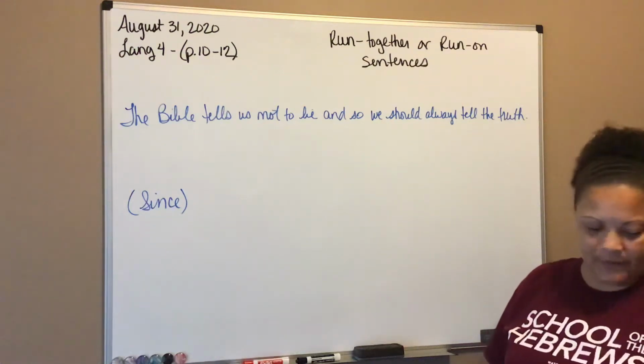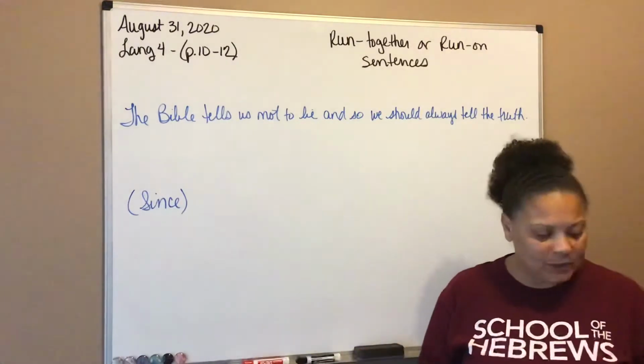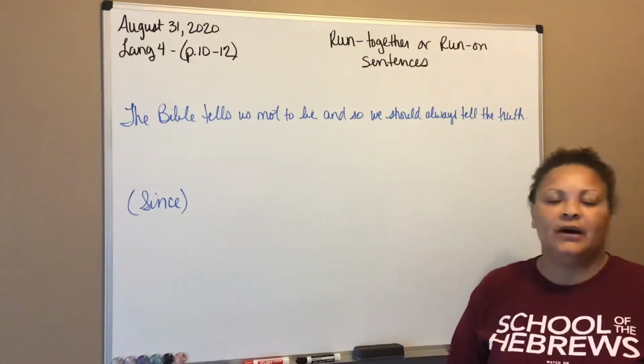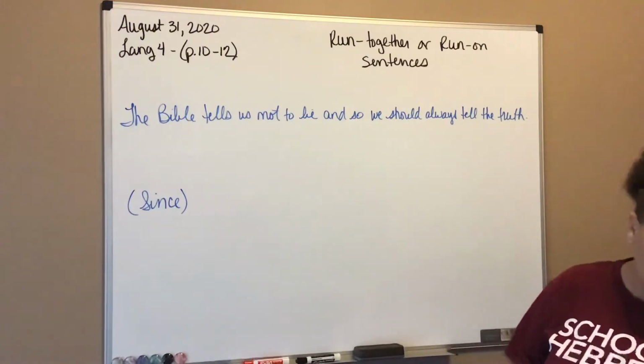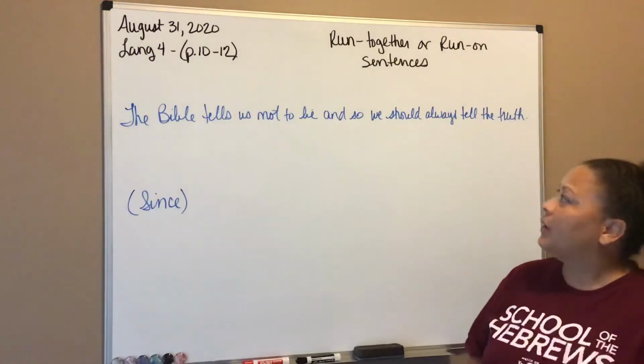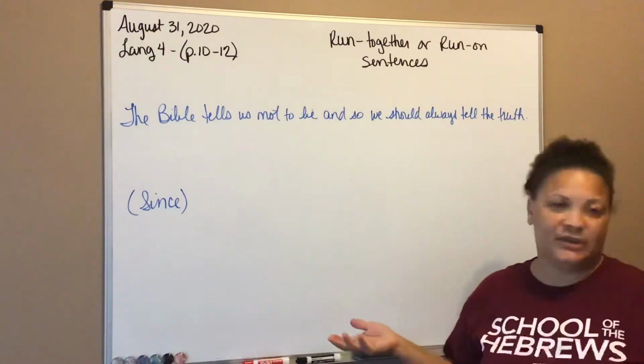Hey, fourth graders. Today we're going to be talking about run-on or run-together sentences. The book calls it a run-together sentence. It's just a sentence that continues to run on, so it's kind of the same difference in a way. And we're going to talk about how to take those sentences and make them better sentences.